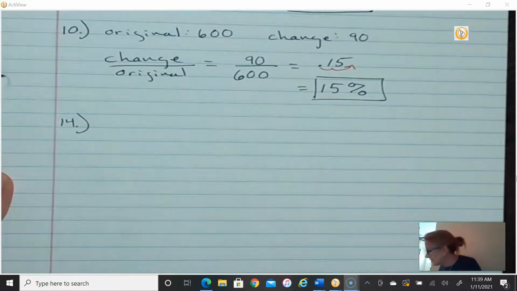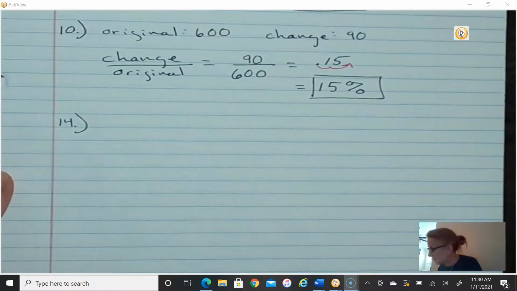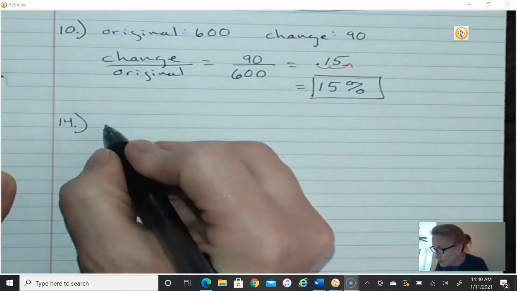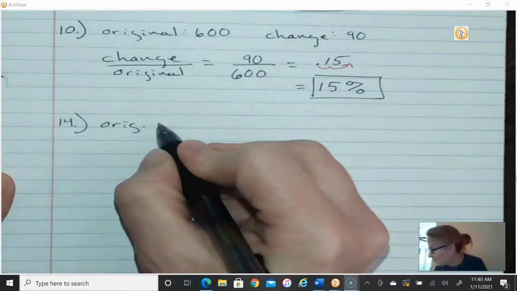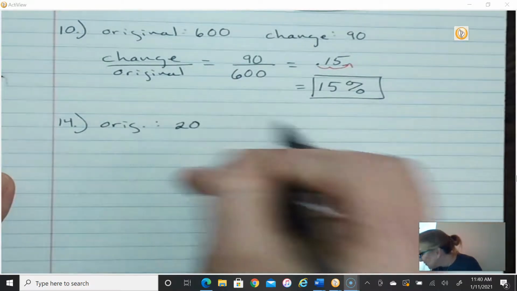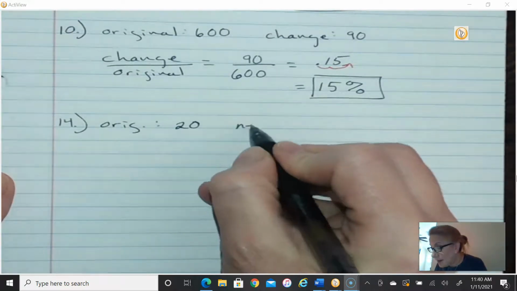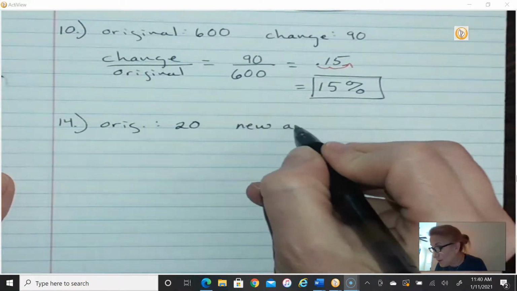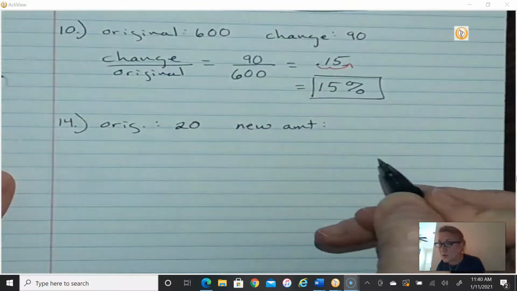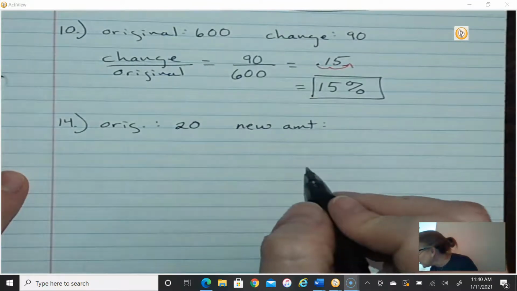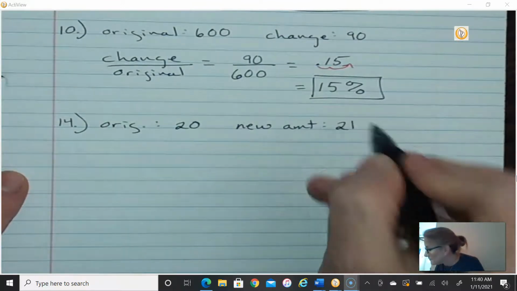Okay, 14. The directions say find the percent change, indicate whether it's an increase or decrease. I told y'all you're gonna be fine with that. So 14 says original amount is 20, and this time they gave you the new amount. See, they're making it a little bit harder. This is what Algebra 1 does. So new amount is 21.